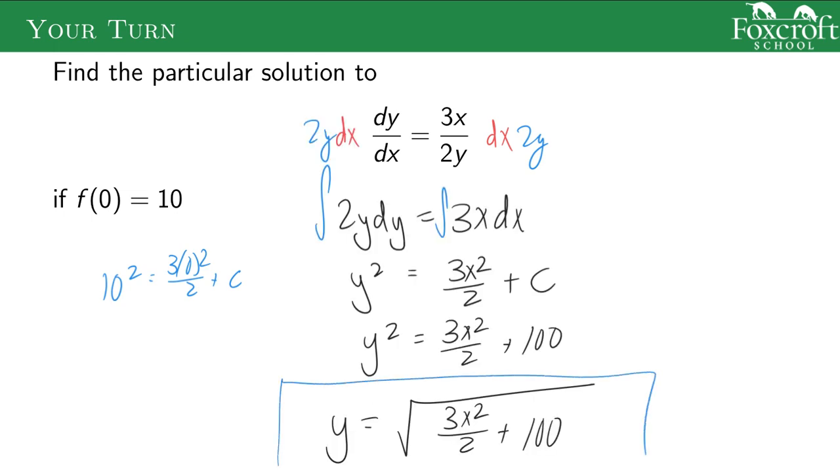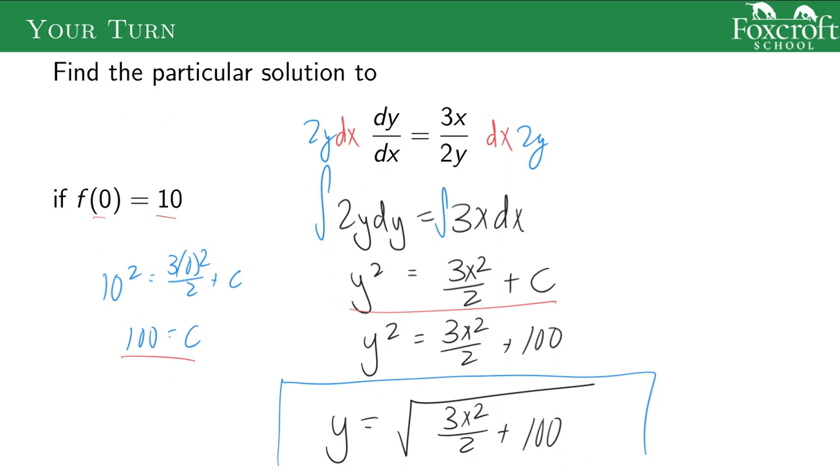All right, so again, really quickly, go through the steps. Separate the variables, so x is to the right, y is to the left. Antiderivatives, the antiderivative of 2y is y squared. Antiderivative of 3x is 3x squared divided by 2. All right, now, at this step, we can figure out what c is, so plugging in 0 for x and 10 for y figures out that c is 100.